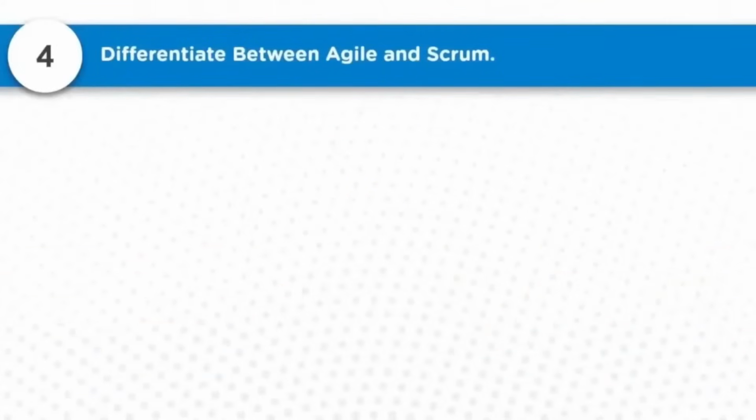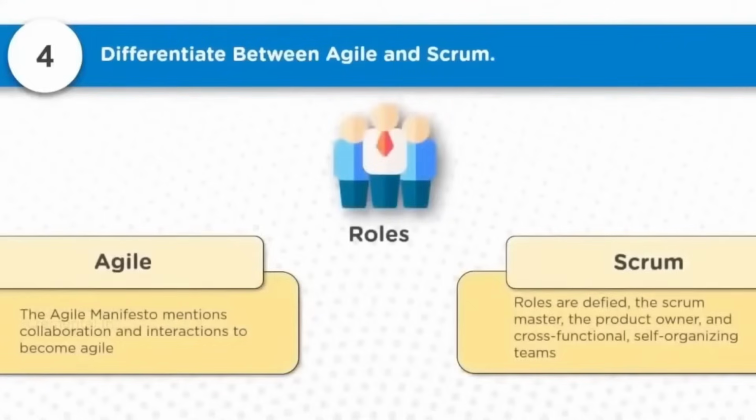Then looking at the leadership perspective, the roles perspective. The Manifesto mentions the required collaboration and interactions to become Agile, whereas Scrum defines the roles, like the Scrum Master, the Product Owner, and the self-organizing team, which is a cross-functional self-organizing team. So these are the main three roles which Scrum defines.